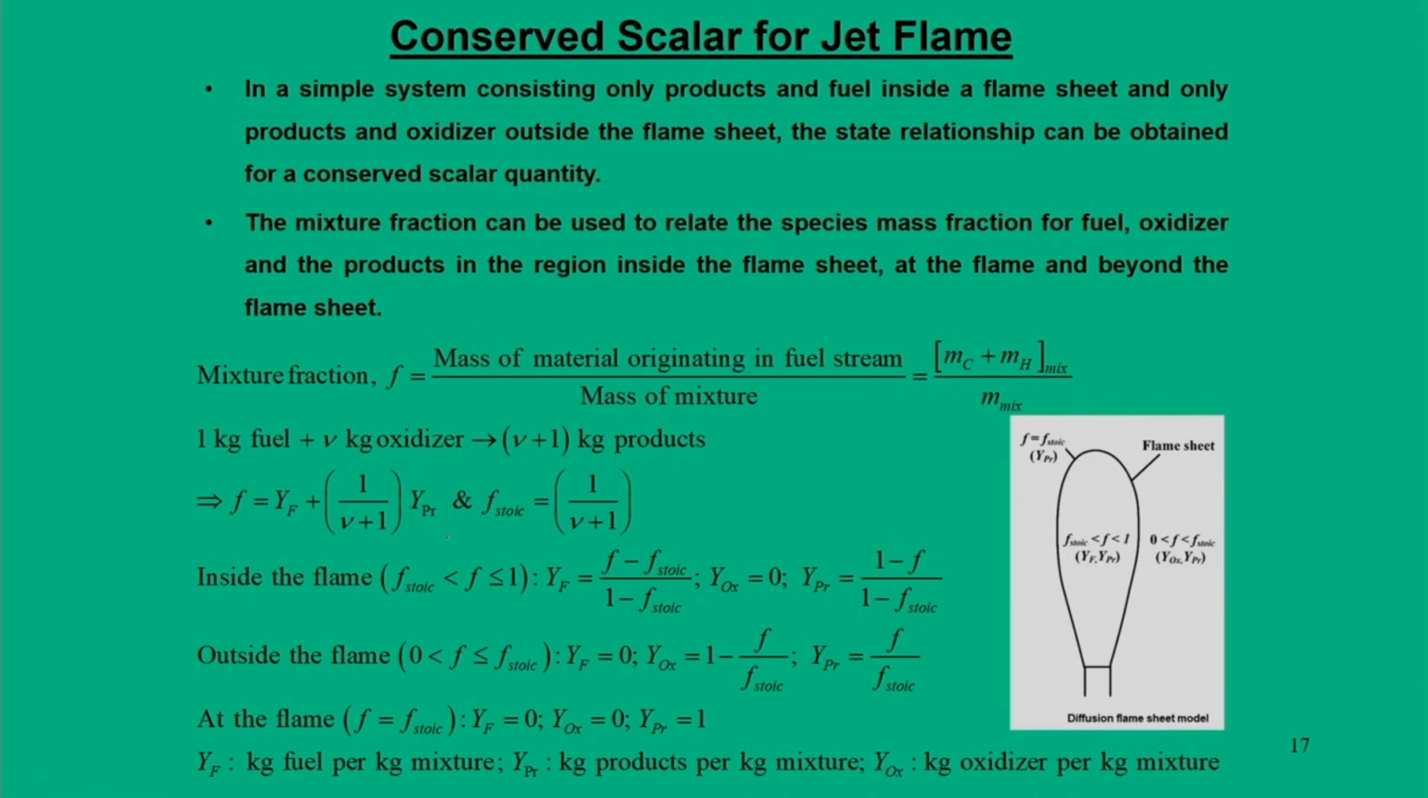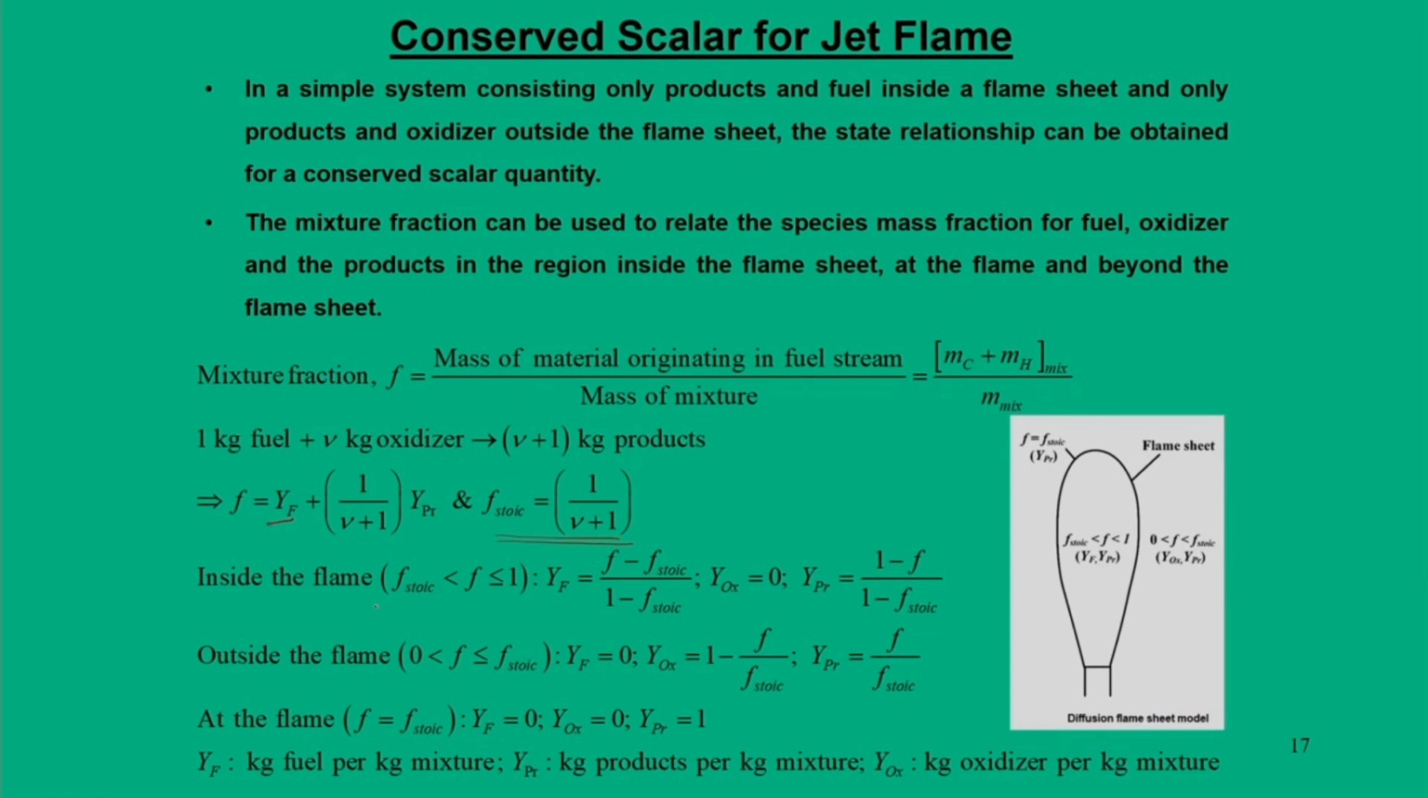By definition, the mixture fraction is the fraction of the mass of the material that originates in the fuel stream divided by the mass of the mixture. Based on that, we have the fuel fractions and the stoichiometric value, when 1 kg of fuel mixes with mu kg of oxidizer to form mu plus 1 kg of products.